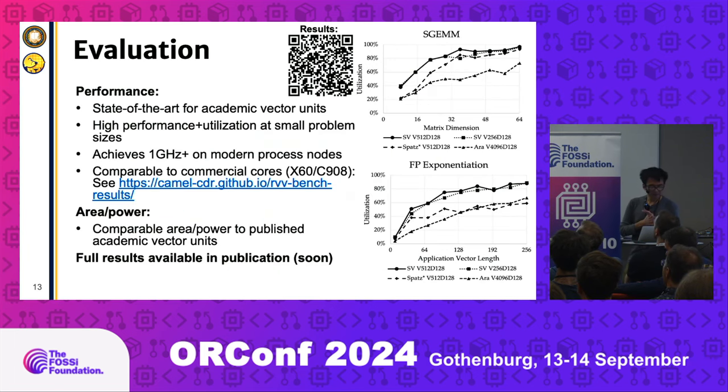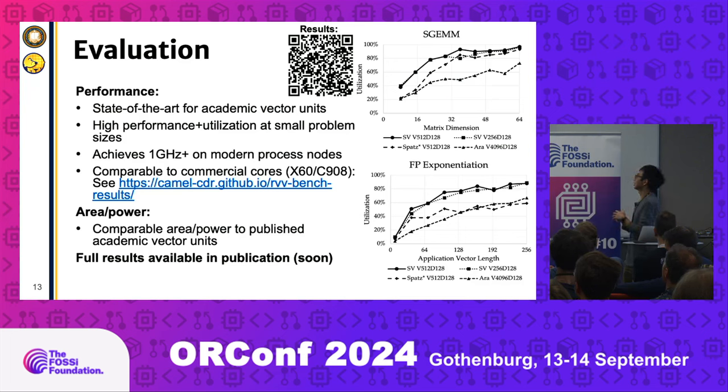All right, thanks. So in terms of evaluation, I don't have too many results right now because we're still awaiting publication of most of these results. But I can show a couple results on matrix multiplication and floating point exponentiation, comparing Saturn to some other academic vector units. And I think what we generally see when looking across all these different kernels is that Saturn can achieve state-of-the-art performance, or at least comparable performance to the existing vector units.